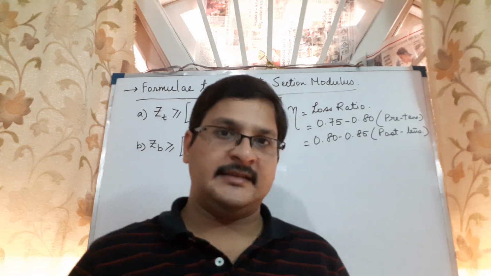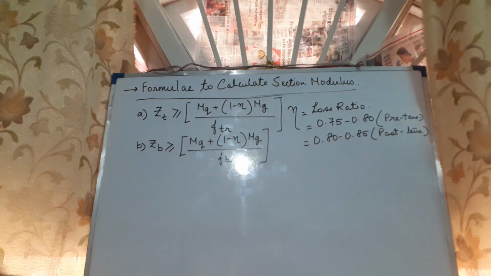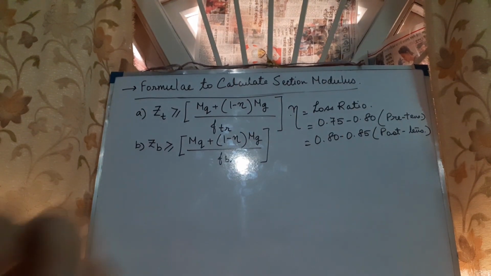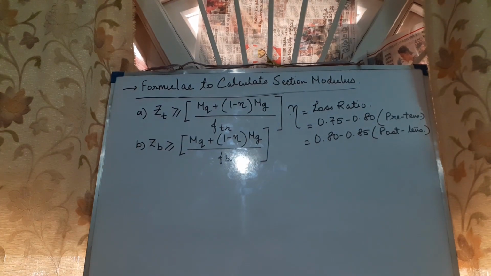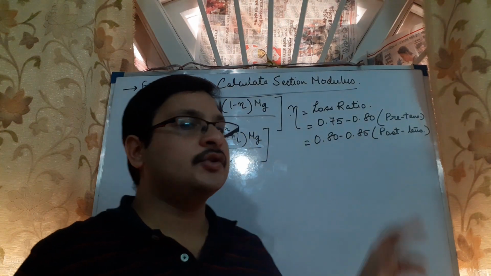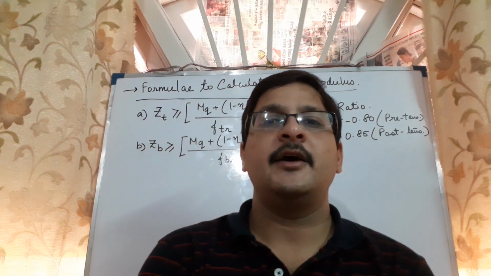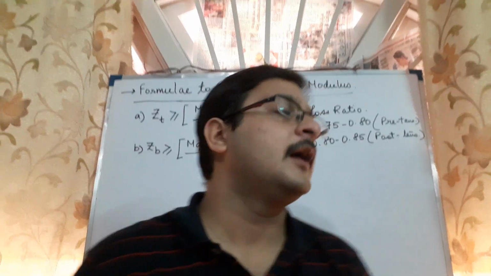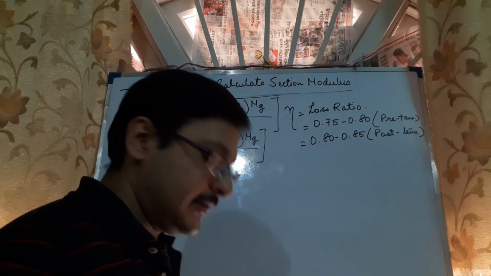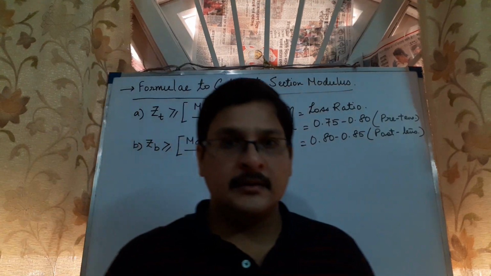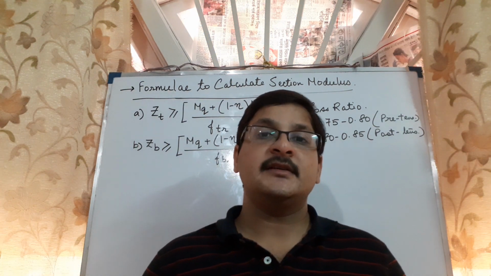So obviously we can see that the loss ratio in post-tensioning is more than the loss ratio in pre-tensioning. Okay. Now coming to our other formulas. What are the other formulas? Now the formula is based on the prestressing force.